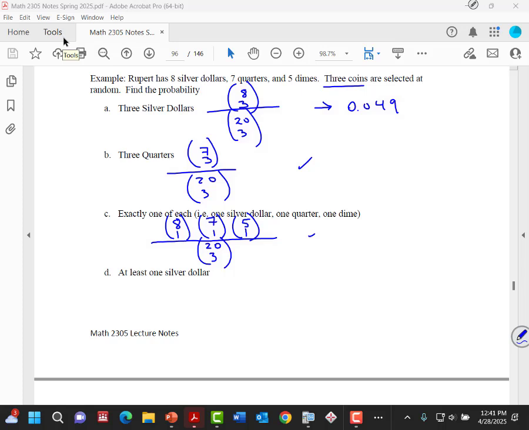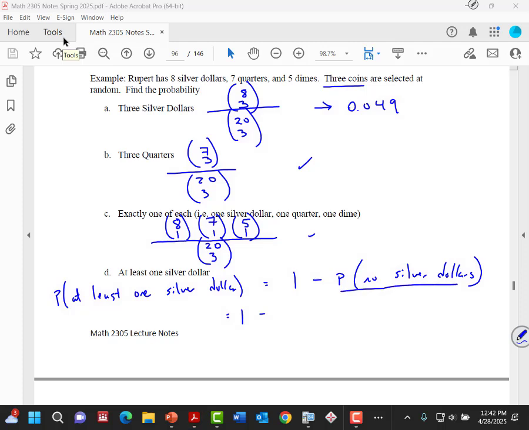Okay, so let's think this through. This next one, the probability of at least 1 silver dollar. So one of 2 things is going to happen. I'm either going to get at least 1 silver dollar or I'm going to get no silver dollars. So I would say the probability of at least 1 silver dollar would equal 1 minus the probability that I get no silver dollars. So 1 minus, I want to get no silver dollars.